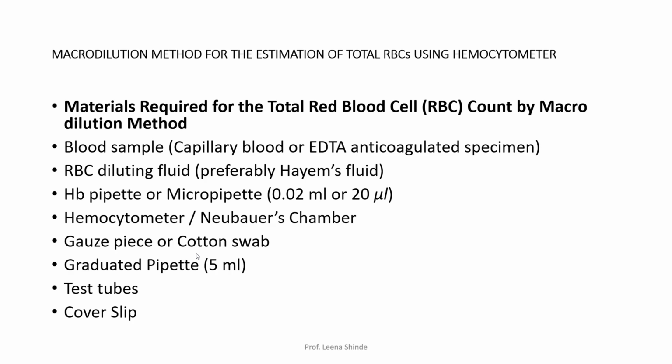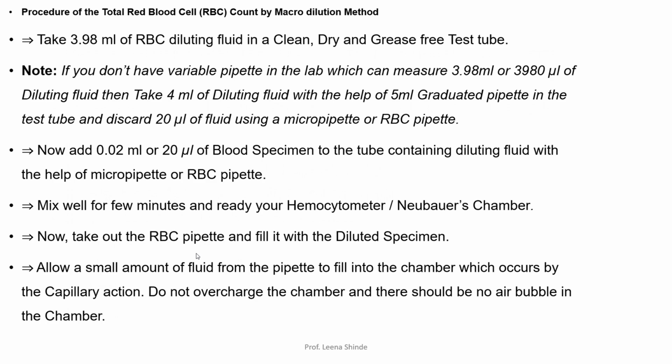Hemoglobin pipette or micropipette. The hemoglobin pipette has 0.02 ml and the micropipette means 20 microliter. Neubauer chamber, gauze piece, graduated pipette. If a micropipette or HB pipette is not available, then we shall take a graduated pipette, test tube and cover slip. Here, first take a test tube which is clean and dry. Pipettes also clean and dry. Then take 3.98 ml RBC diluting fluid in a test tube.